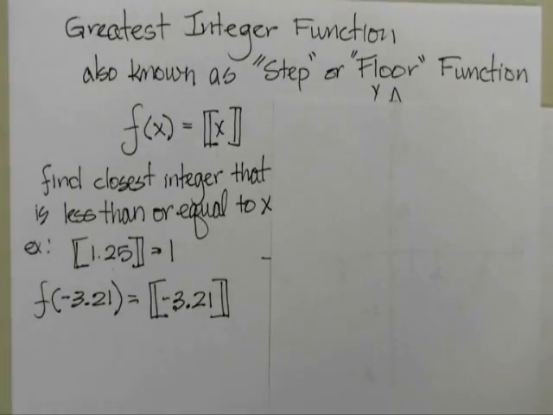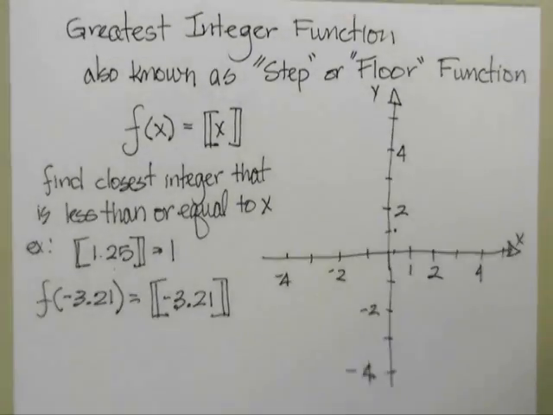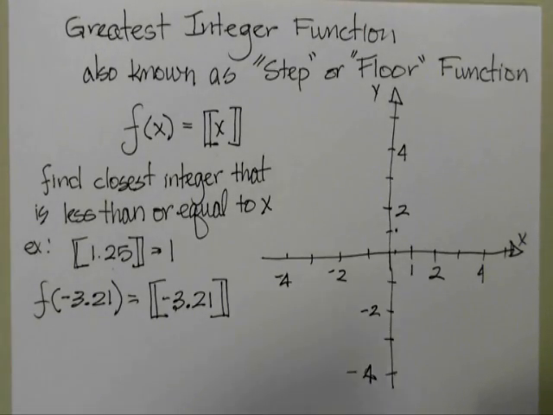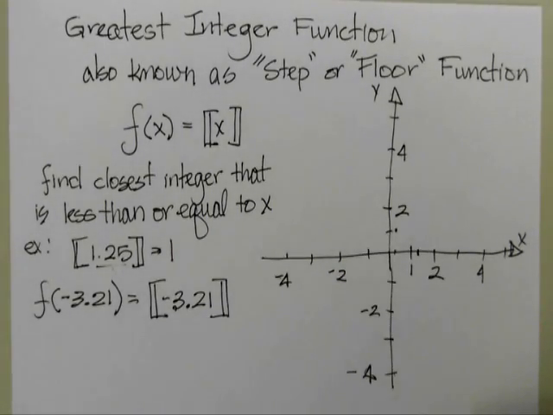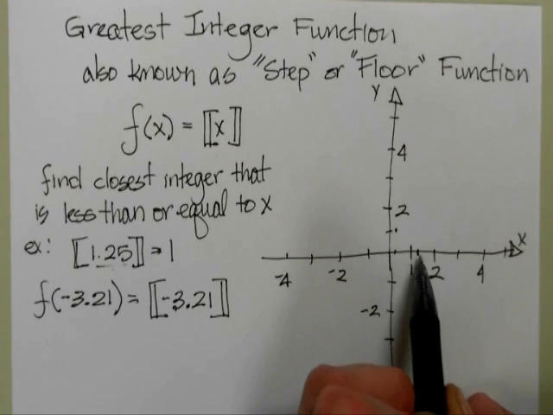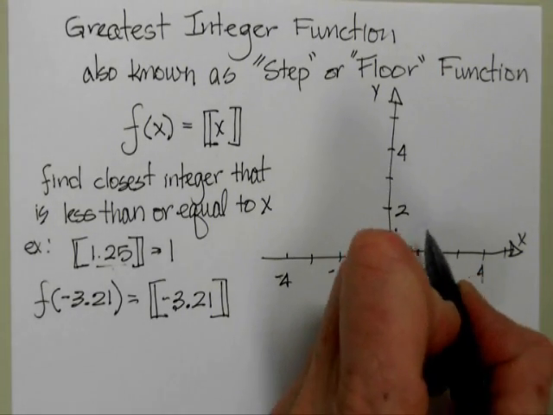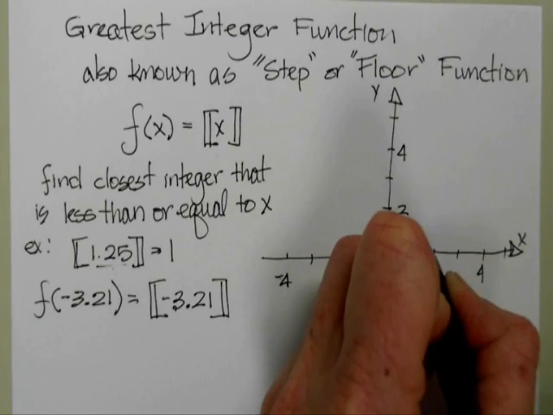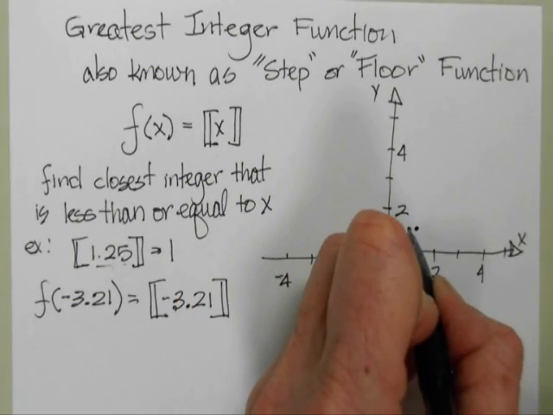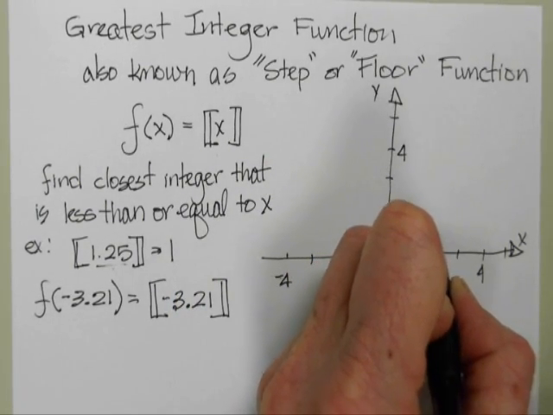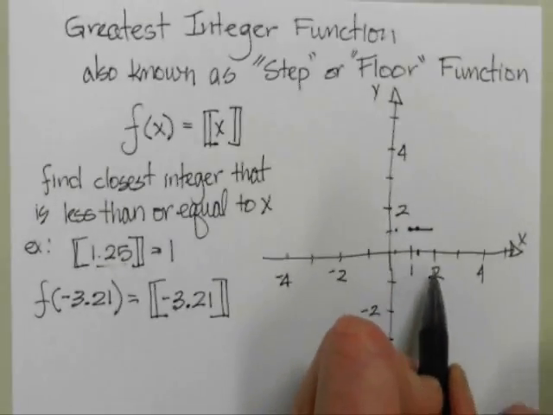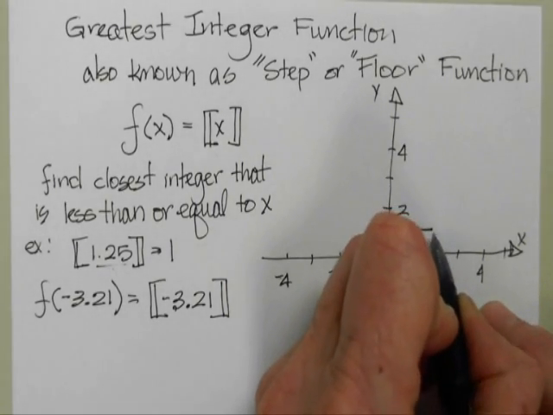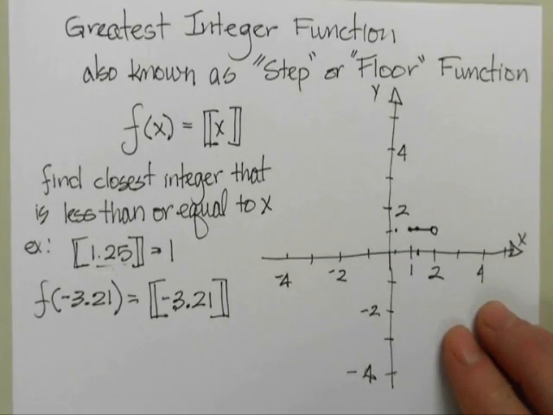So I went ahead and put a grid down, and let's say we're looking at this value. So here's 1.25 right there. So we know that the answer for the greatest integer of 1.25 is up here at 1. Then my function, as soon as I get to 2 though, the greatest integer that's less than or equal to 2 is 2. So that's not included in that piece.